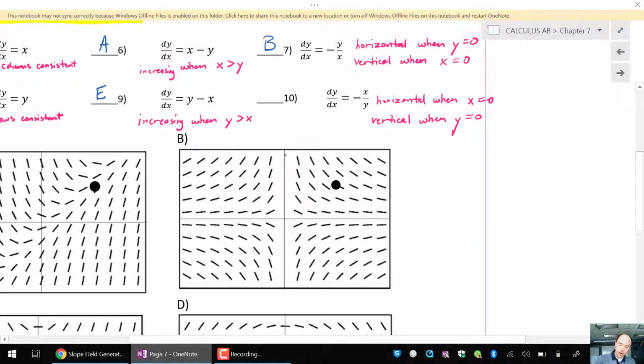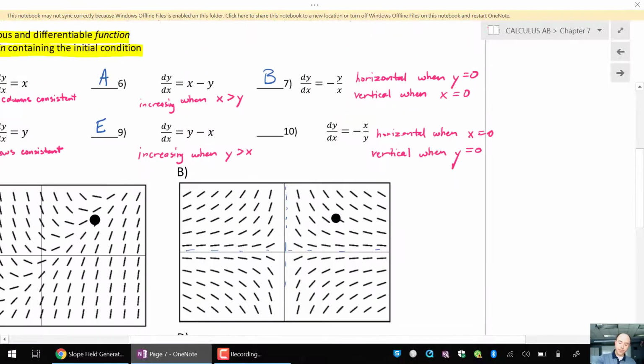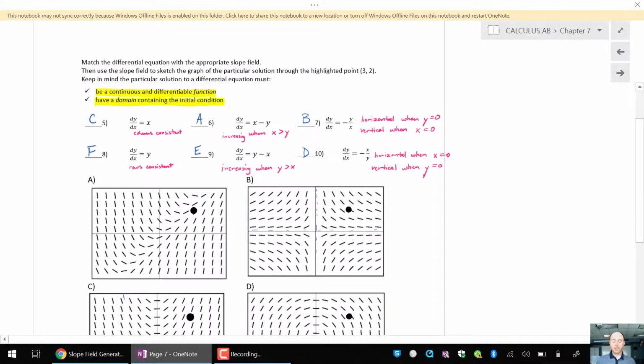Here are the verticals right there when x equals 0. And I've got horizontals right here when y equals 0. And the flip of that would be my remaining slope field here, choice D. I have horizontals when x equals 0, and I have verticals when y equals 0. So those are just some little clues and tips to help you match differential equations to their slope fields.